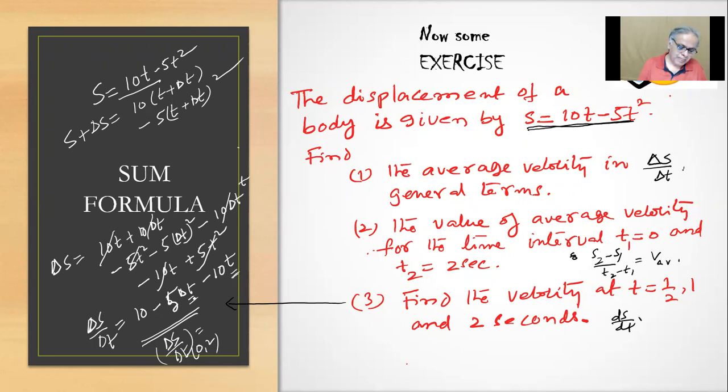Initial time is 0. Final time is t plus delta t. So what should I write? 10 minus 5 into 2 minus 0. 10 into 0 is 0. So 10 minus 10 is 0. Sorry, it's actually 0. And here also you can check directly if you want. I'll show you that.